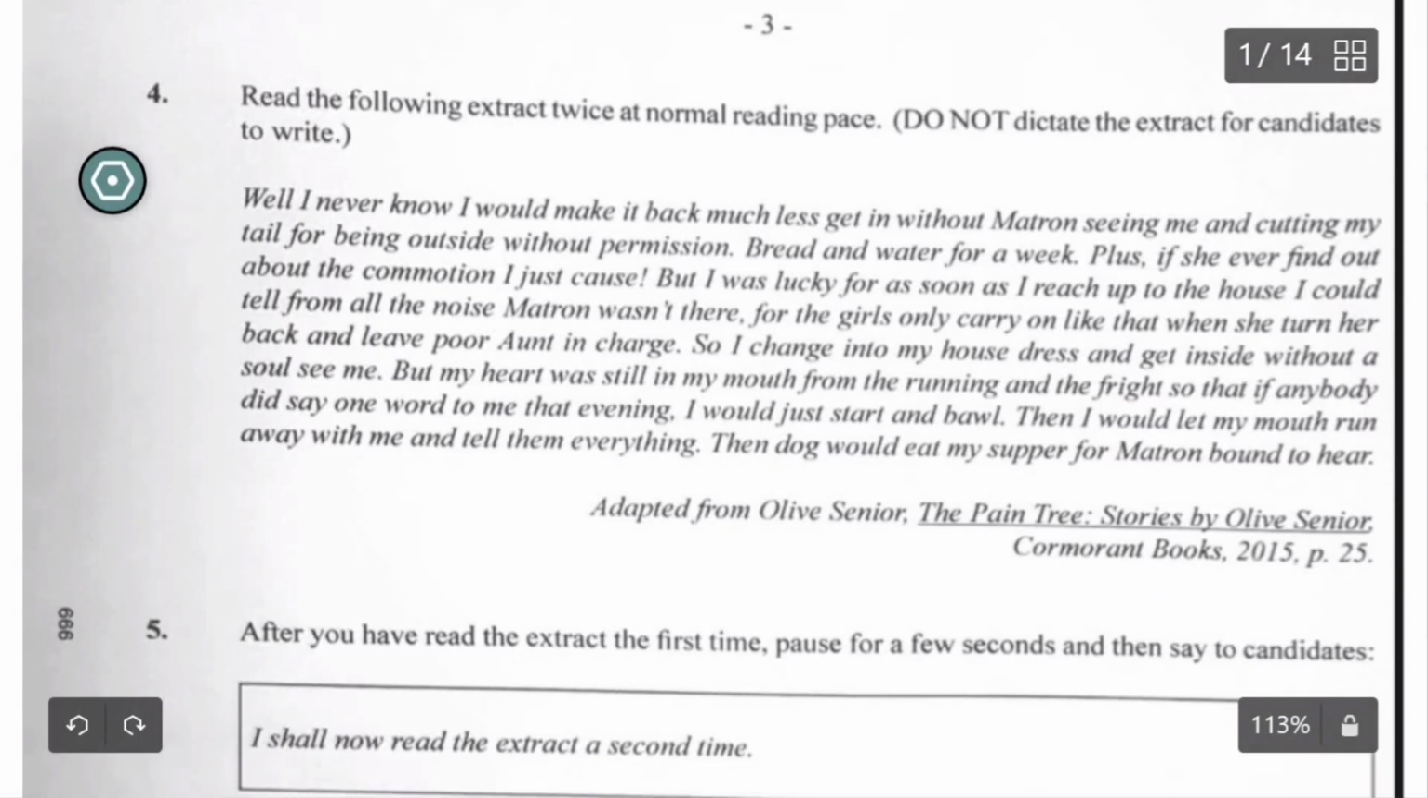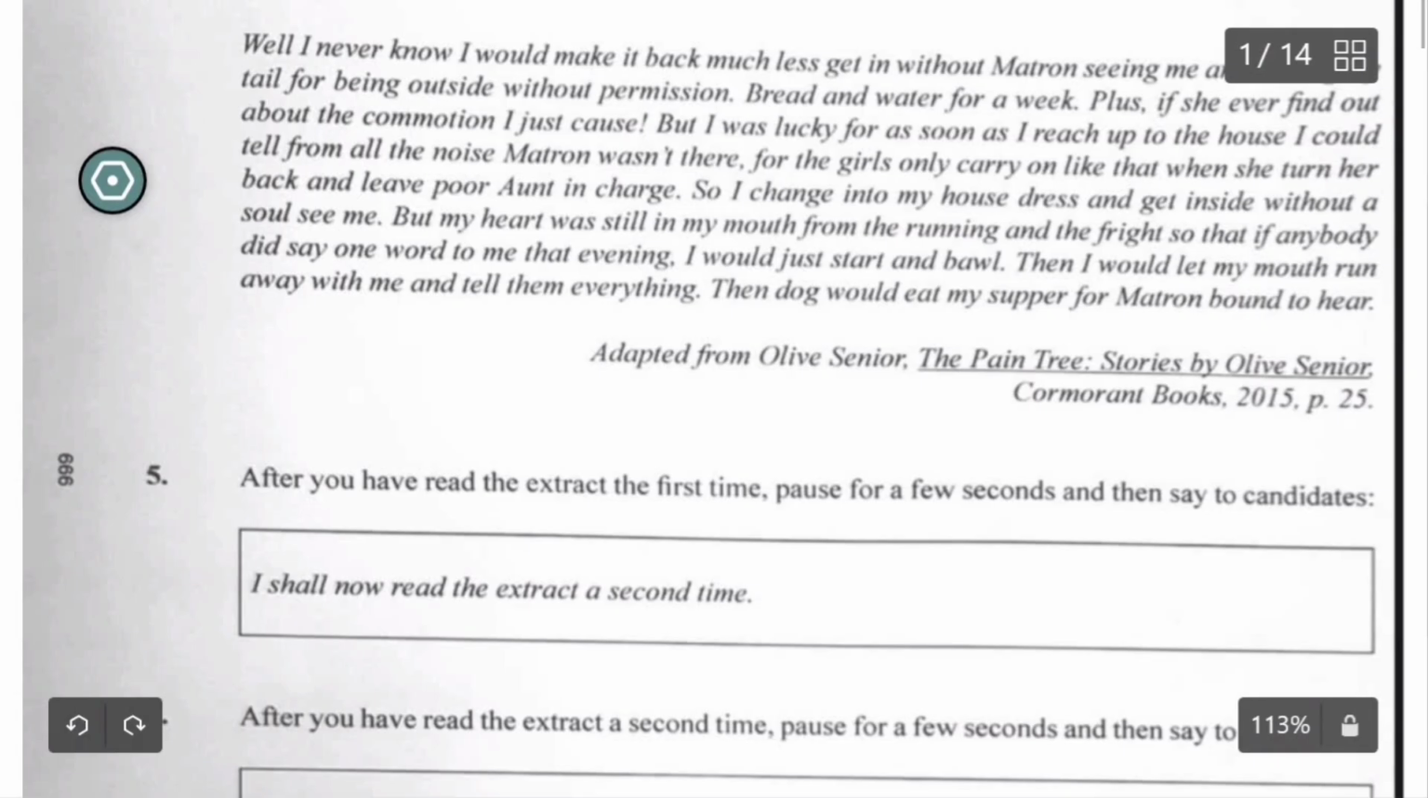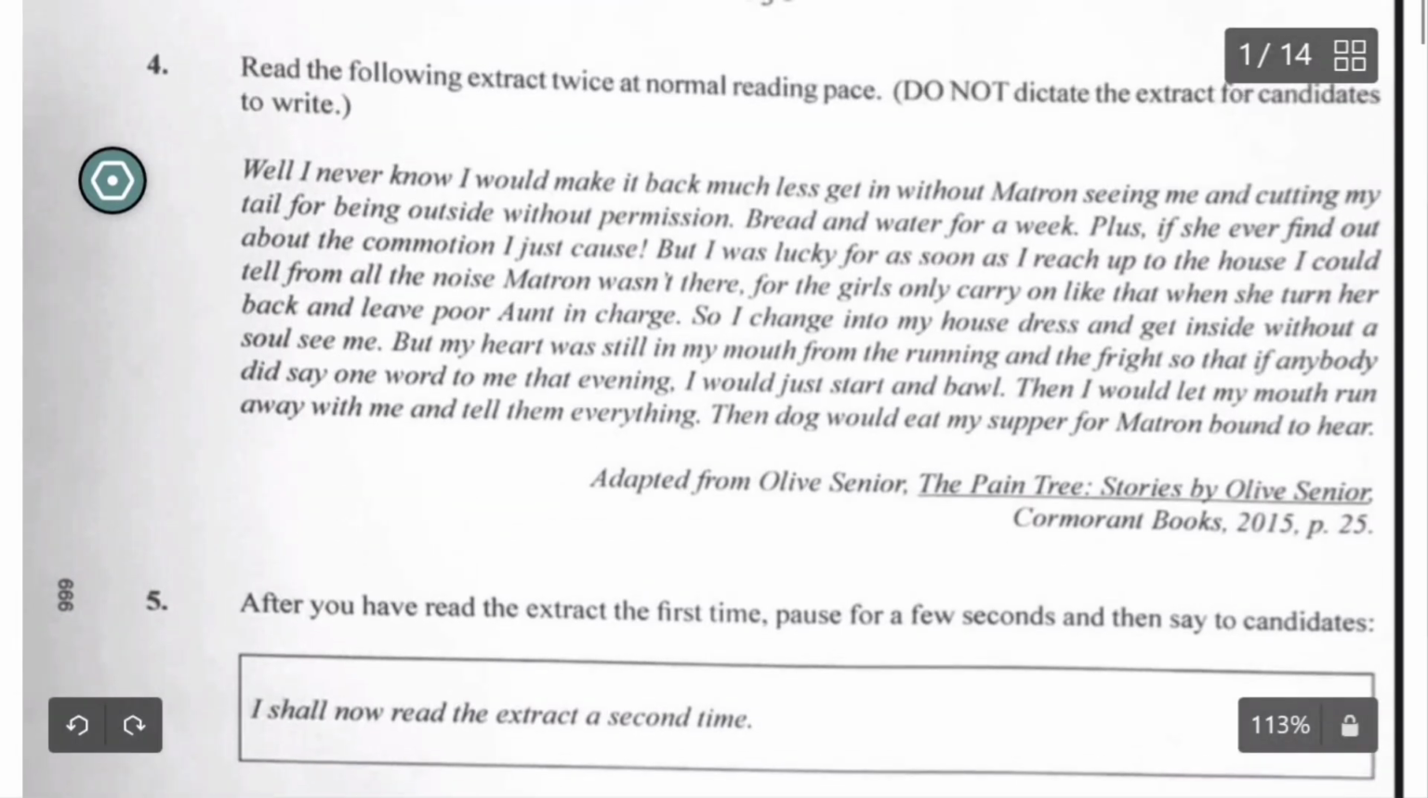All right, so they are supposed to read the following extract twice at a normal reading pace, and they're not supposed to dictate the extract to you, like, "Well, I never knew, I would make it back." You know how your teacher would say stuff to you while you write? No, they aren't supposed to do it like that. They're supposed to read it so that you can get the actual essence of what the thing is saying, and you should be good.